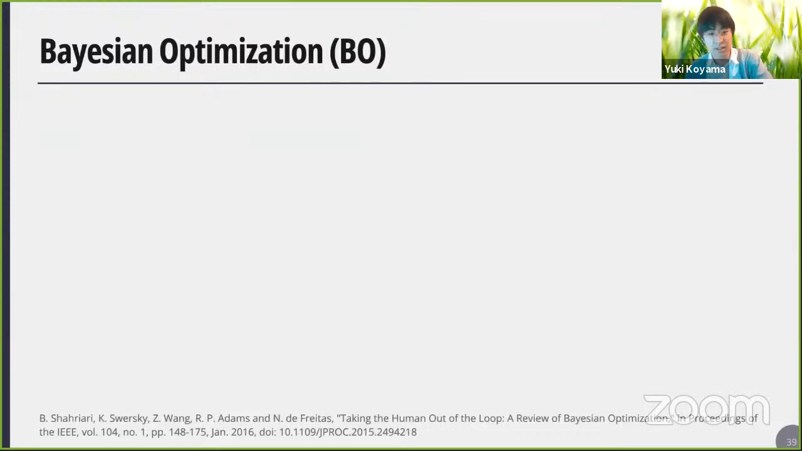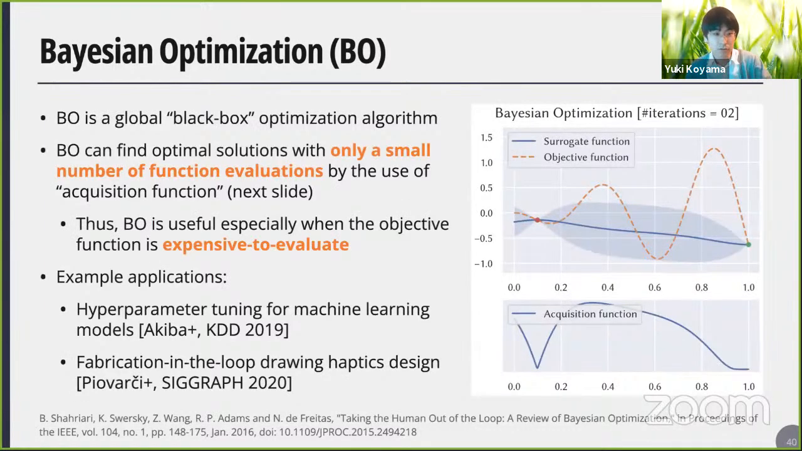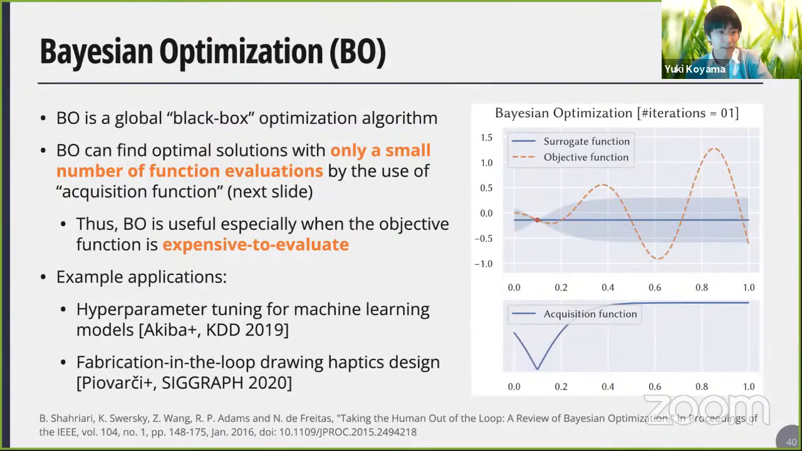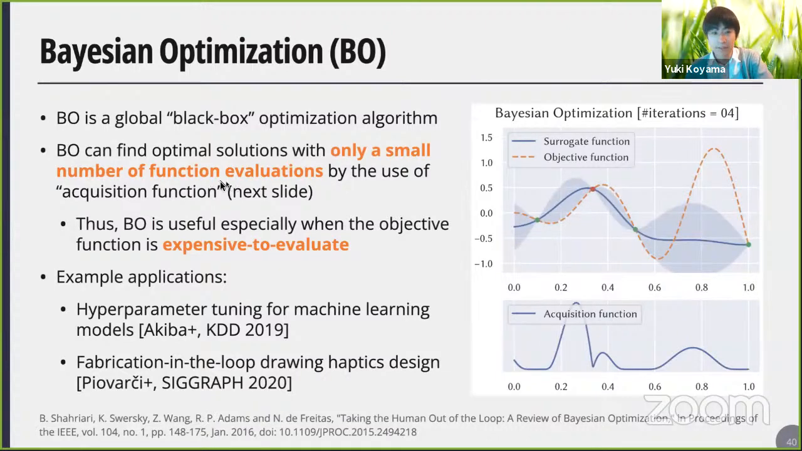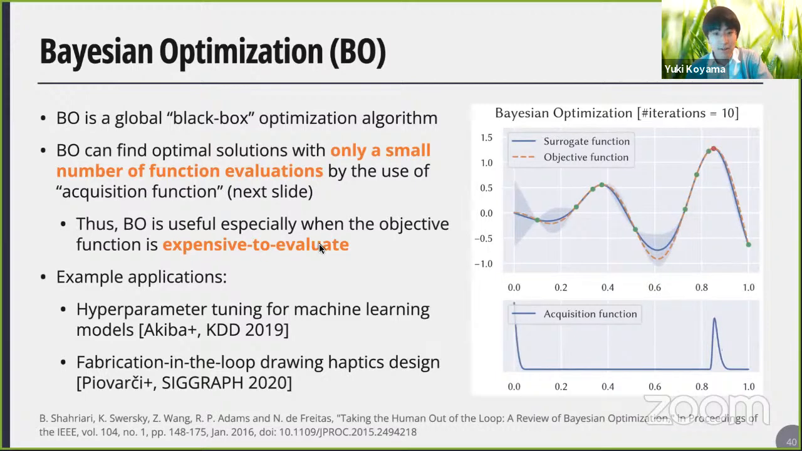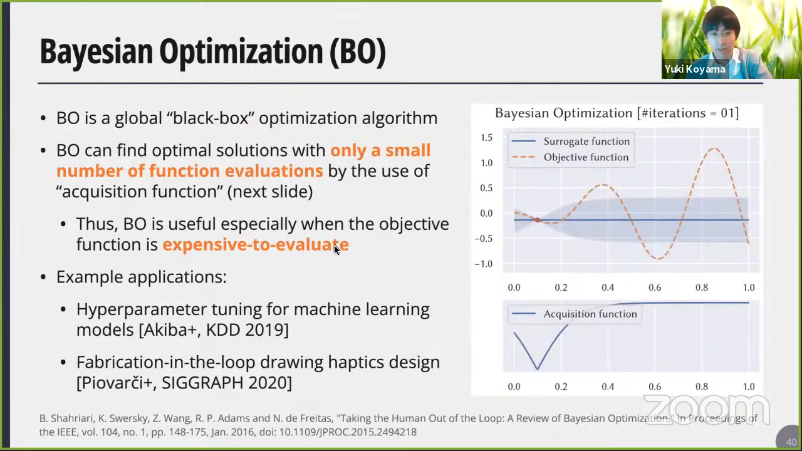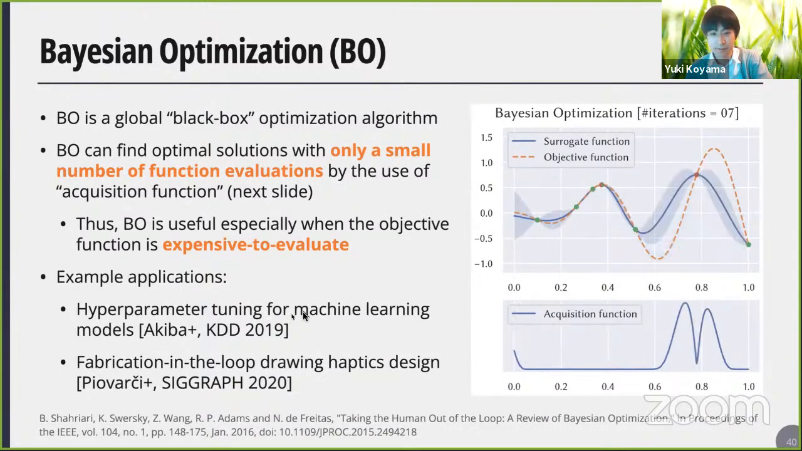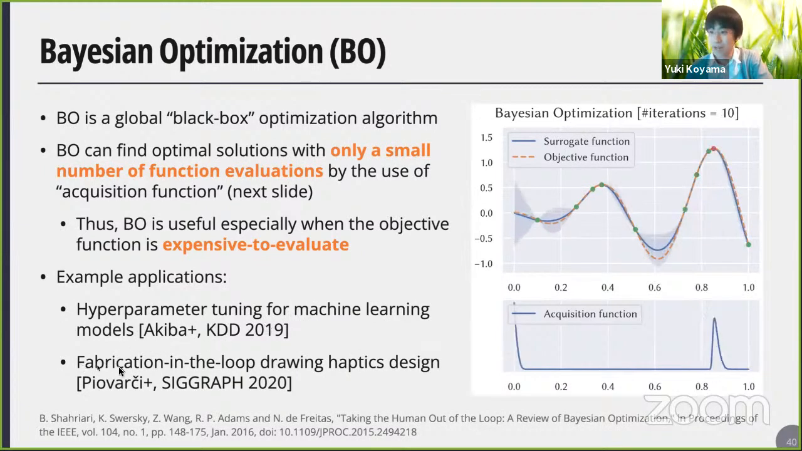Bayesian optimization is a powerful choice for this kind of problem. BO is a global black box optimization algorithm, and it can find optimal solutions with only a small number of function evaluations. This property makes it useful to manage expensive-to-evaluate objective functions. For example, it is used for hyperparameter tuning for deep learning models. And recently it was used for fabrication-in-the-loop design problems.